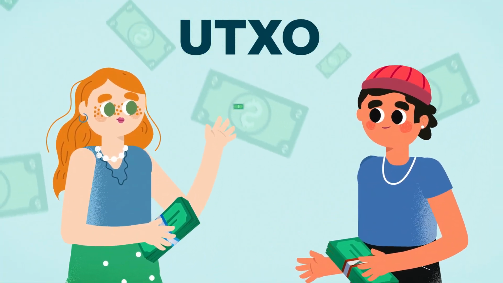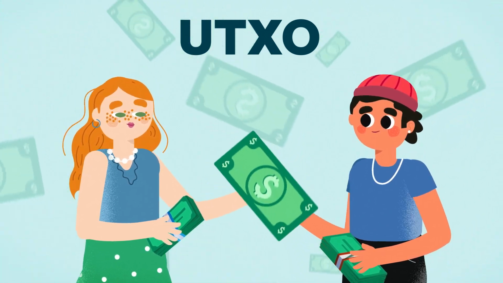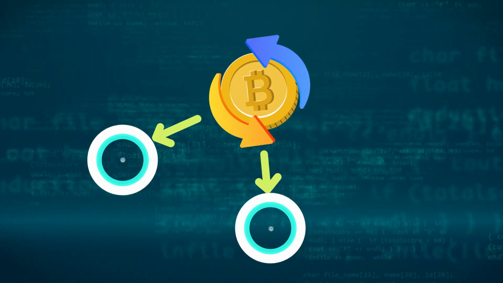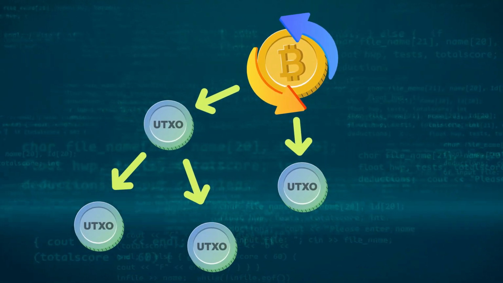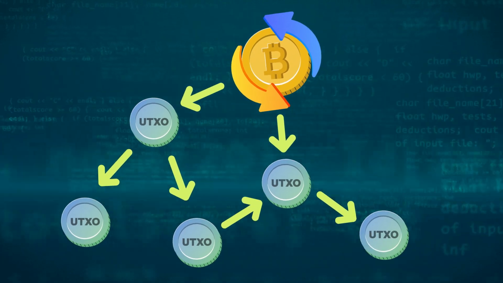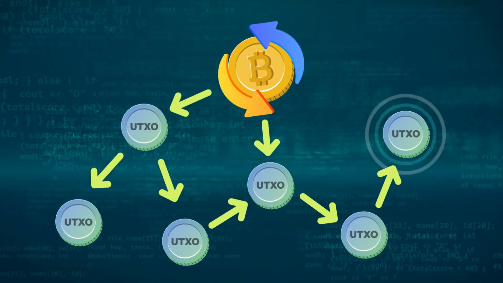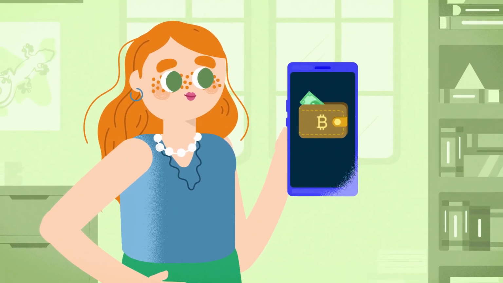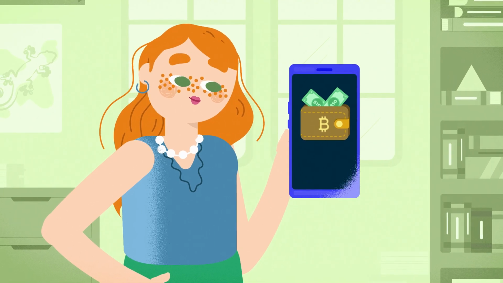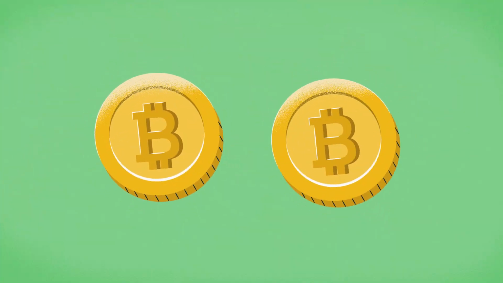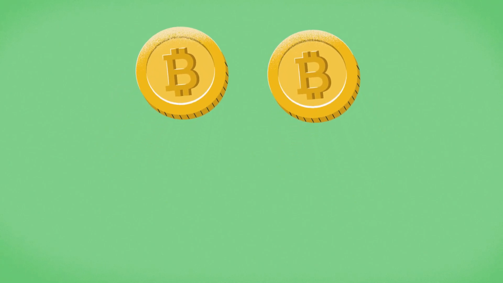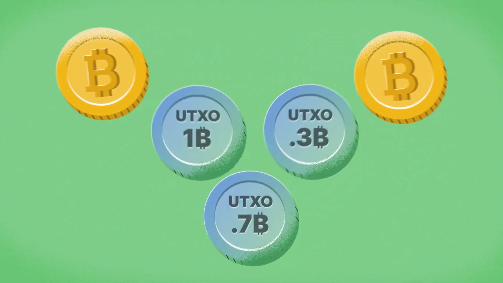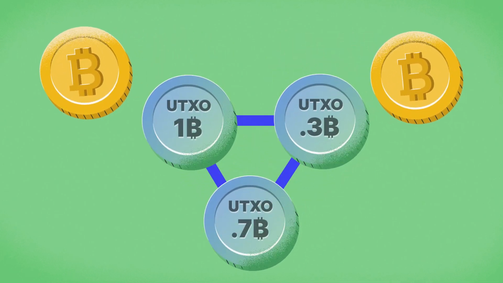The UTXO model, on the other hand, functions more like physical cash rather than a bank account. Each Bitcoin transaction creates new UTXOs as outputs that can be spent in the future as inputs, hence the name unspent transaction outputs. A wallet thus keeps track of all the distinct UTXOs from all addresses of a particular user. So if you own 2 Bitcoins, this is either because you own 1 UTXO of 2 Bitcoins, or that you possess certain UTXOs that, when combined, total to 2 Bitcoins.